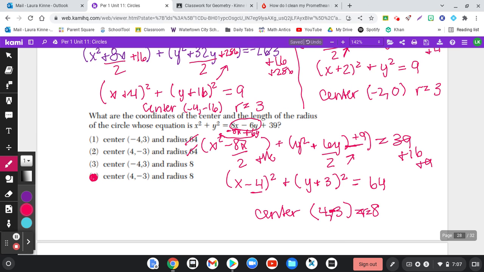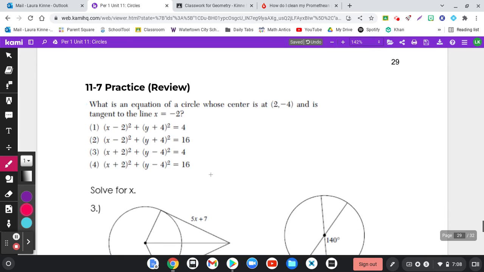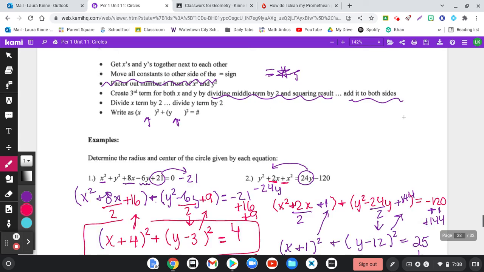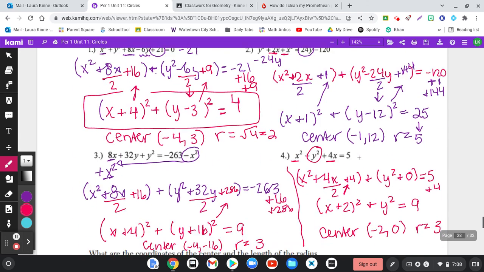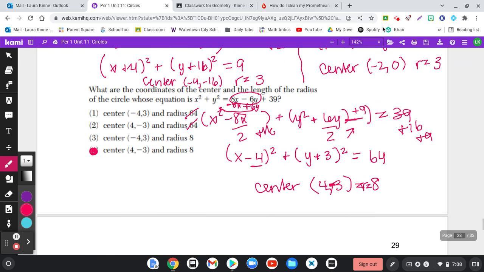Okay, that's it for the year. We'll get more practice, and you'll notice that the practice is all review. And we're going to continue reviewing for the Regents. But again, just get this page completed, and then you can start working on the review for the chapter starting on page 29. Have a great day.